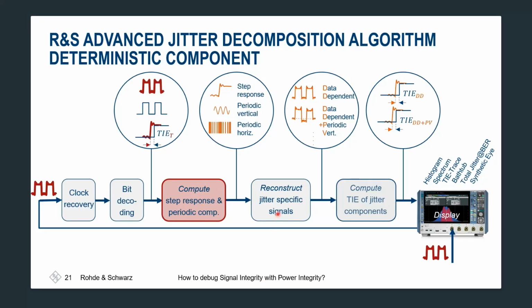During the decomposition process, a least square estimator compares the input signal to the signal model and calculates the parameters of the signal model. Then, based on the input signal's bit sequence, the algorithm reconstructs synthetic signal sequences for individual deterministic jitter components. Afterwards, we can do the split into data-dependent and periodic vertical components, and finally display measurement results on the oscilloscope screen.